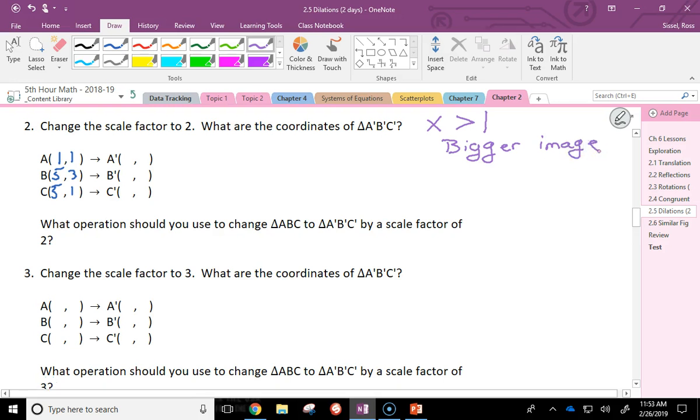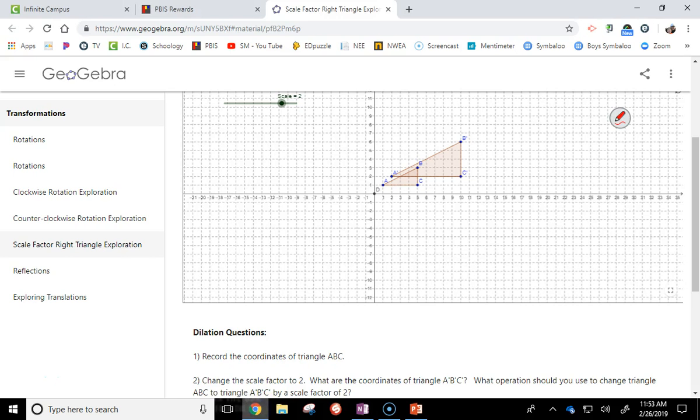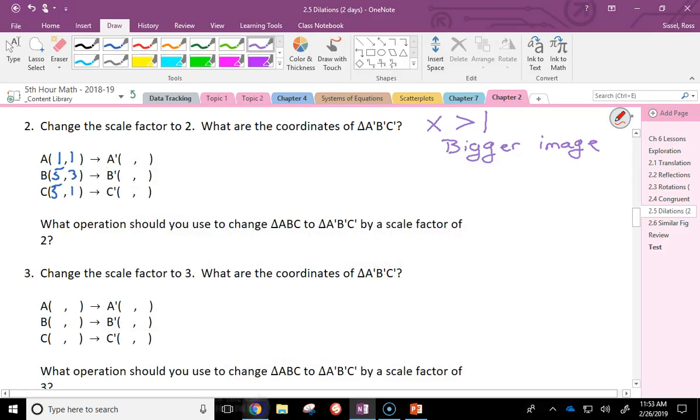So when I went to a factor of 2, you should have done it this way, and I can see that my triangle actually got bigger. What were my new coordinate points? My original was (1, 1). All right, so for my side, Ainsley, what would have been my new A? Okay, it would have been (2, 2). B is, and C is, perfect.